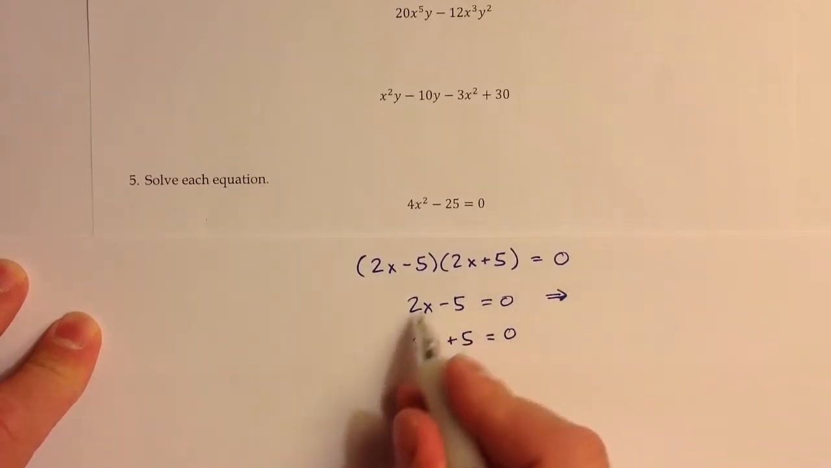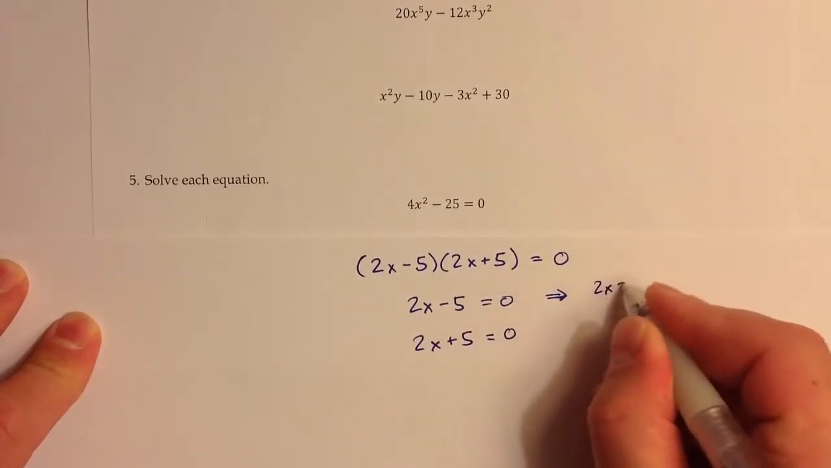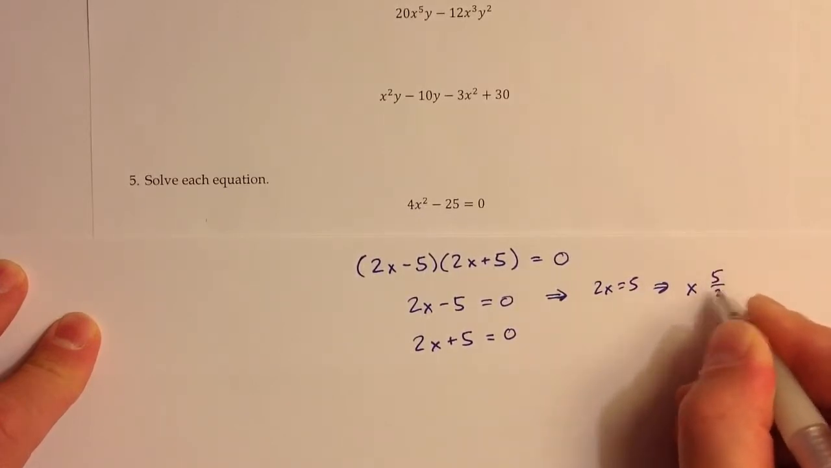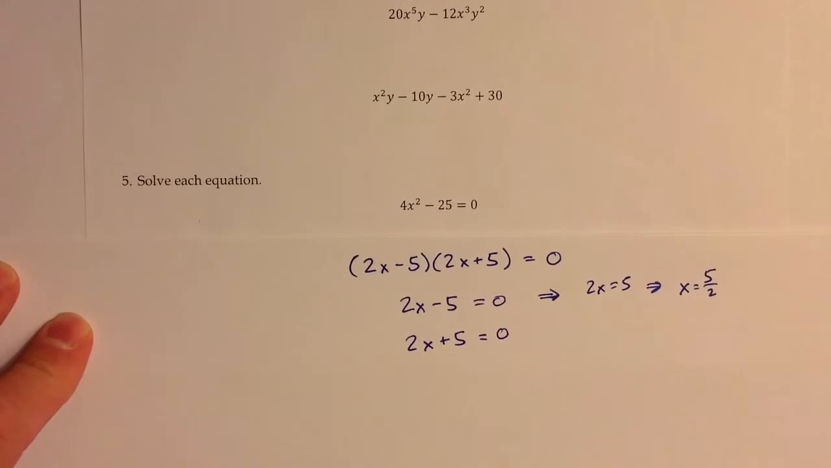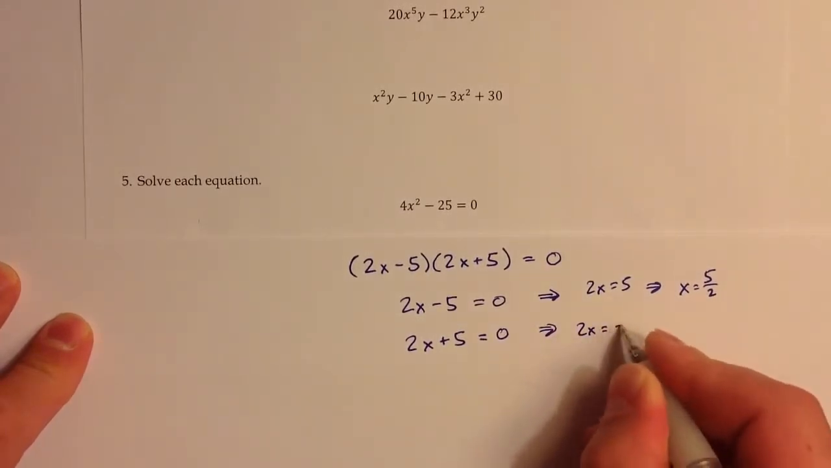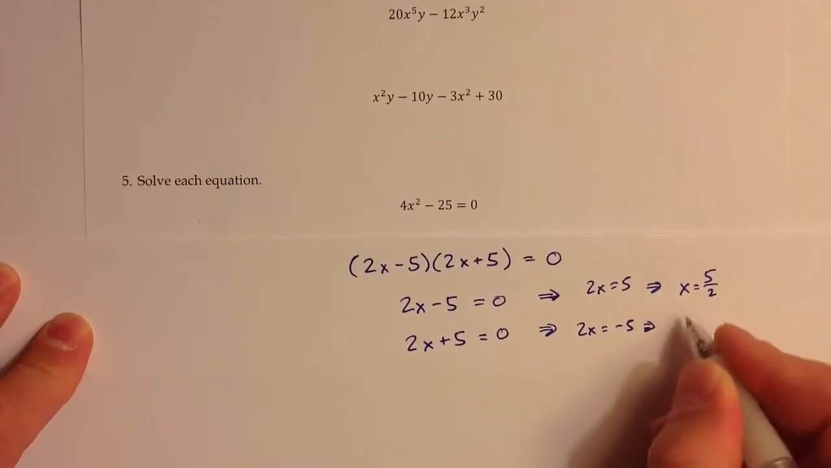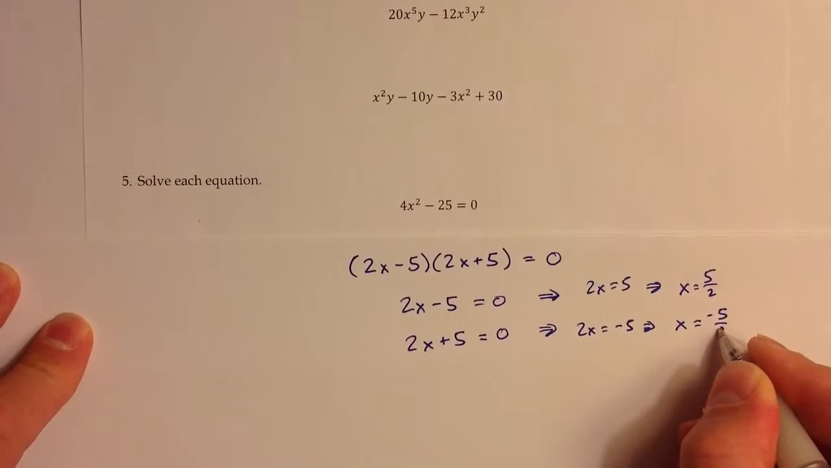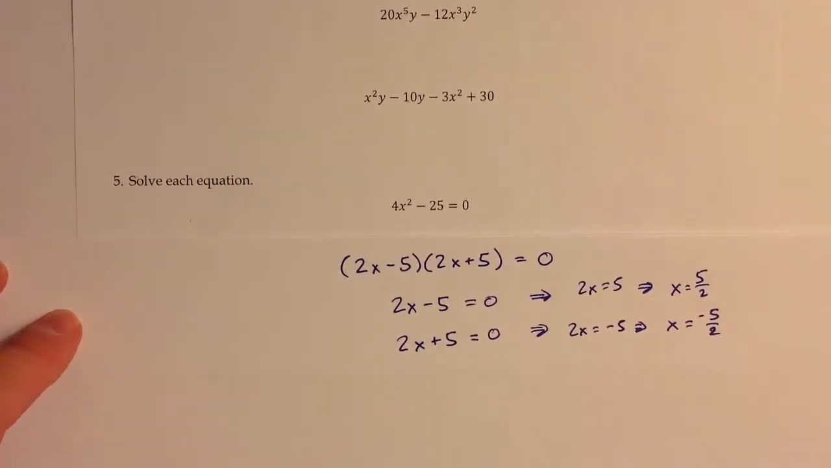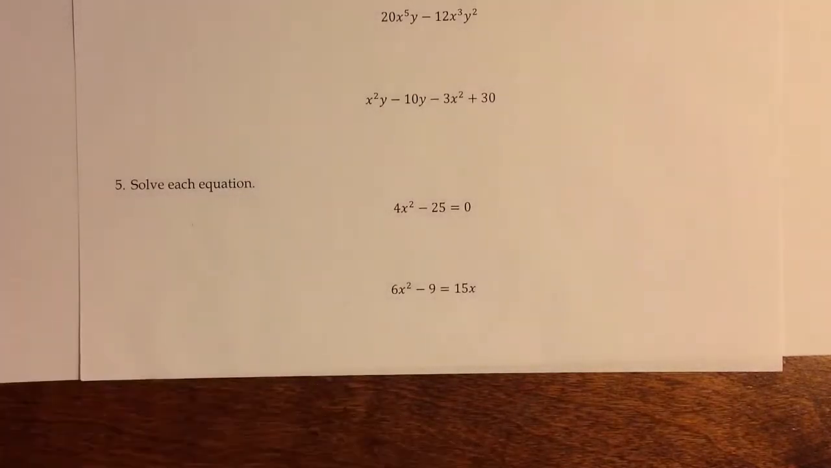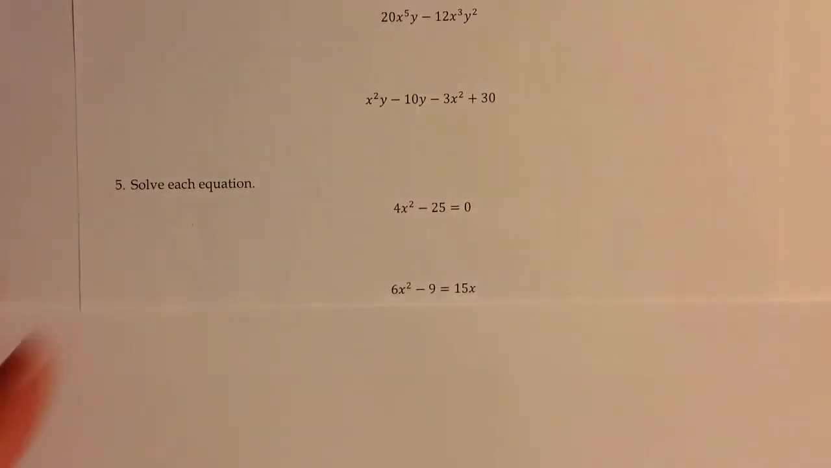From the first equation, we can solve that. We get 2x equals 5, which means that x equals 5 over 2, or 2.5. And from the second, we get 2x equals negative 5, which means that another solution would be x equals negative 5 over 2. This technique works if we have 0 on one side of the equation.